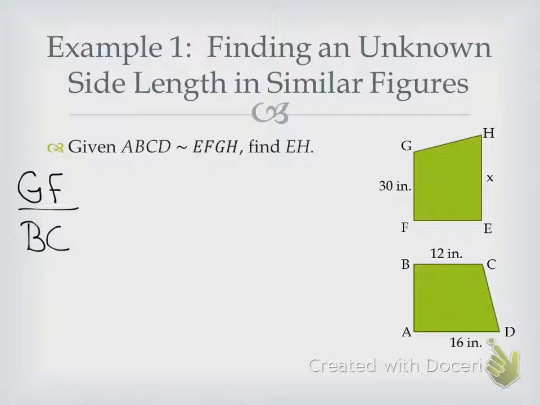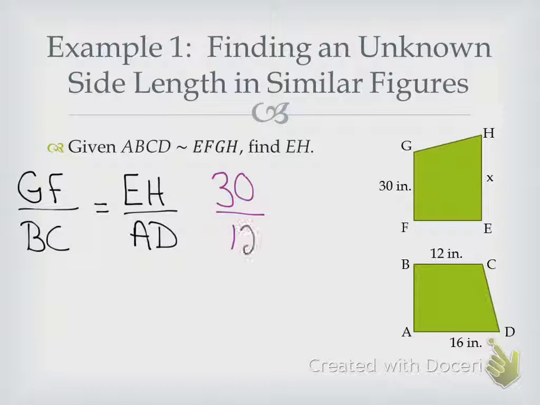So here's what I did. I went first figure to second figure, right? So in my second ratio, I have to go first figure, and I need to include the side that I don't know, so EH over its corresponding side, AD. All right, now I can fill in my numbers. The length for GF is 30. The length for BC is 12. The length for EH is x, I don't know. And AD is 16.